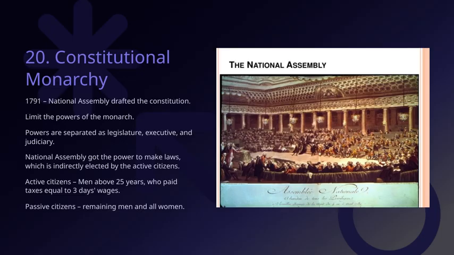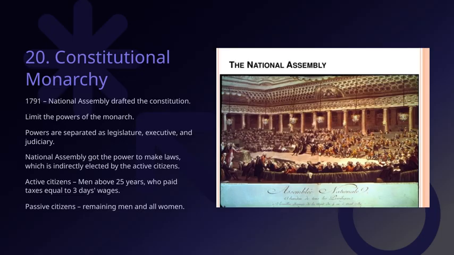Now, who exactly were these active citizens? They were men over the age of 25 who paid taxes equal to 3 days' wages. It's important to note that this created a distinction between active citizens and passive citizens. The passive citizens included the remaining men who didn't meet these criteria, as well as all women. This division reflected the social and political realities of the time, but it also set the stage for ongoing debates about rights and representation in the new constitutional order.